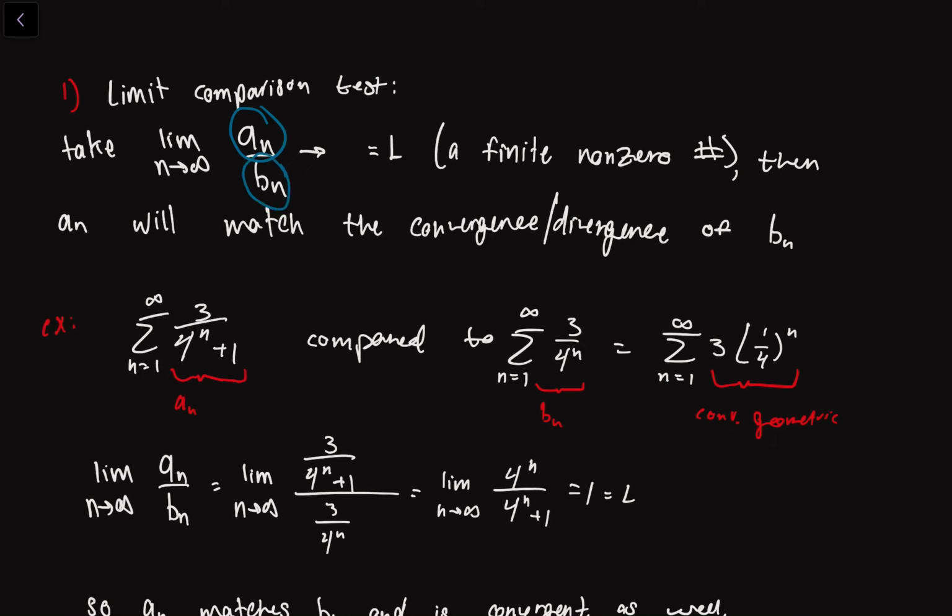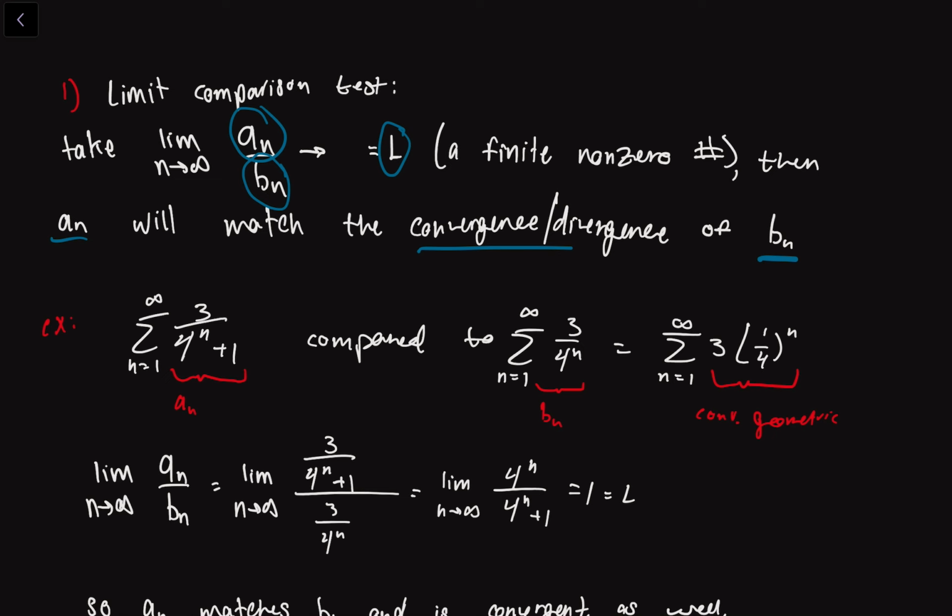If we take the limit as n approaches infinity of those two sequences divided, and we get a finite non-zero number, that's the rule. If we take that limit over the ratio of the two sequences, it must be non-zero and it must be a finite number, so it can't be infinity. Then a sub n is said to match the convergence or divergence of b sub n.